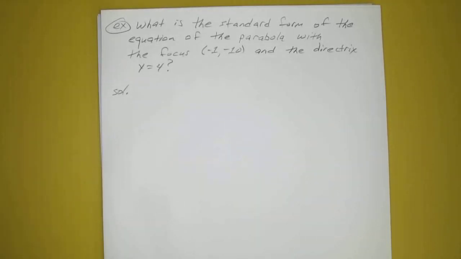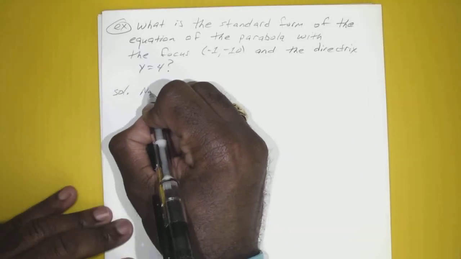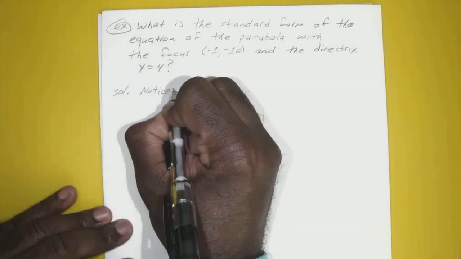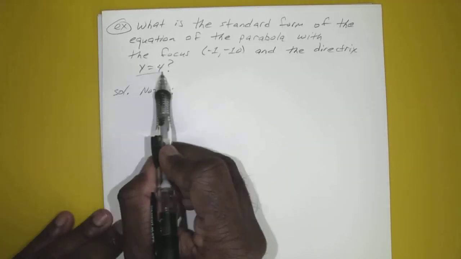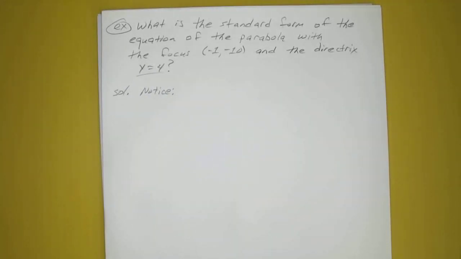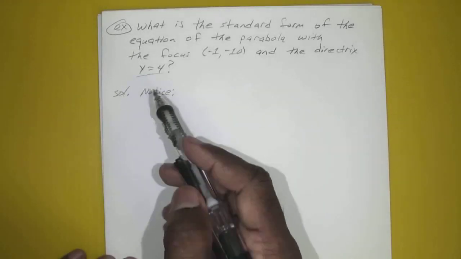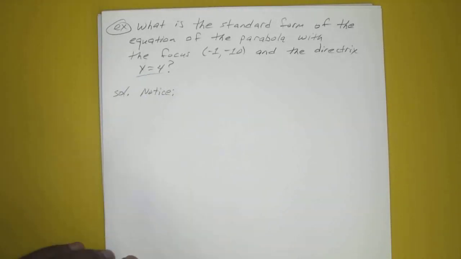Okay, so the first thing you're going to look at is the fact that they gave you the directrix. Okay, the directrix is y equals 4. So you already know that when it's a vertical parabola, your directrix is y equals something. When it's a horizontal parabola, your directrix is x equals something. So the fact that they gave you y equals 4 lets you know it's vertical.